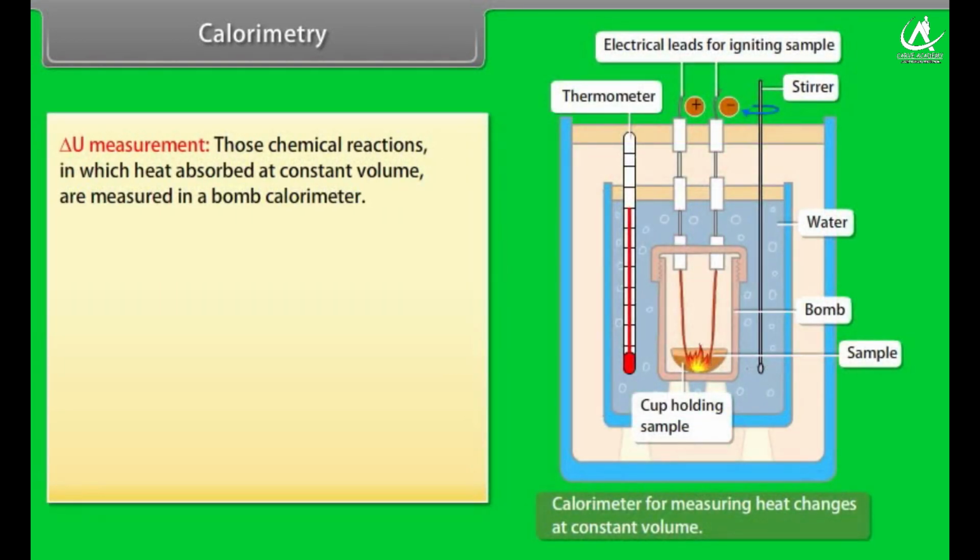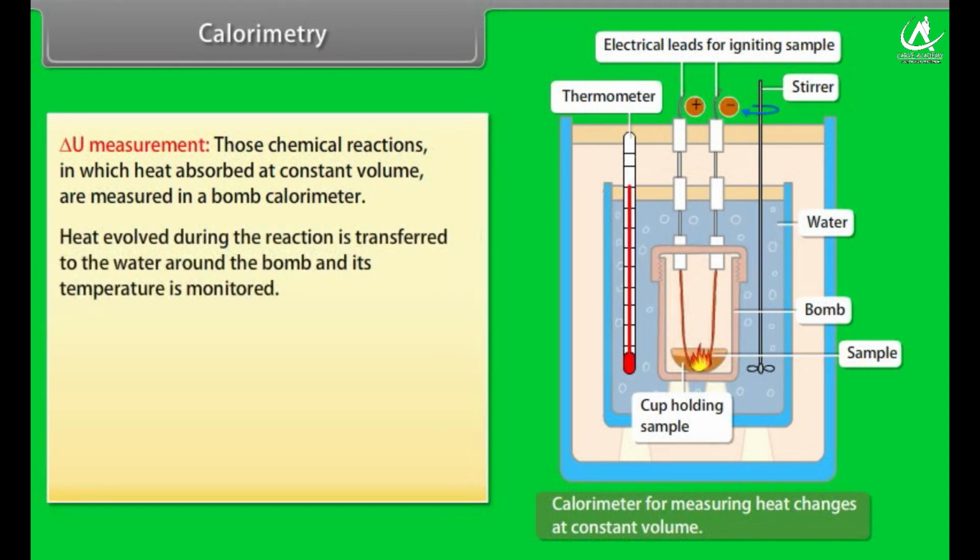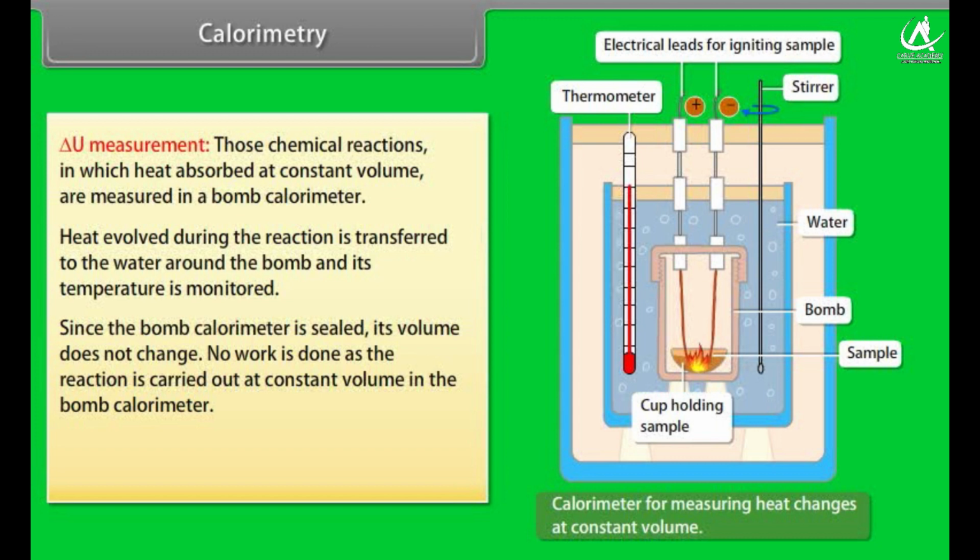Delta U measurement. Those chemical reactions in which heat is absorbed at constant volume are measured in a bomb calorimeter. The steel vessel is immersed in a water bath to ensure that no heat is lost to the surroundings. A combustible substance is burnt in pure dioxygen supplied in the steel bomb. Heat evolved during the reaction is transferred to the water around the bomb and its temperature is monitored. Since the bomb calorimeter is sealed, its volume does not change. No work is done as the reaction is carried out at constant volume in the bomb calorimeter.